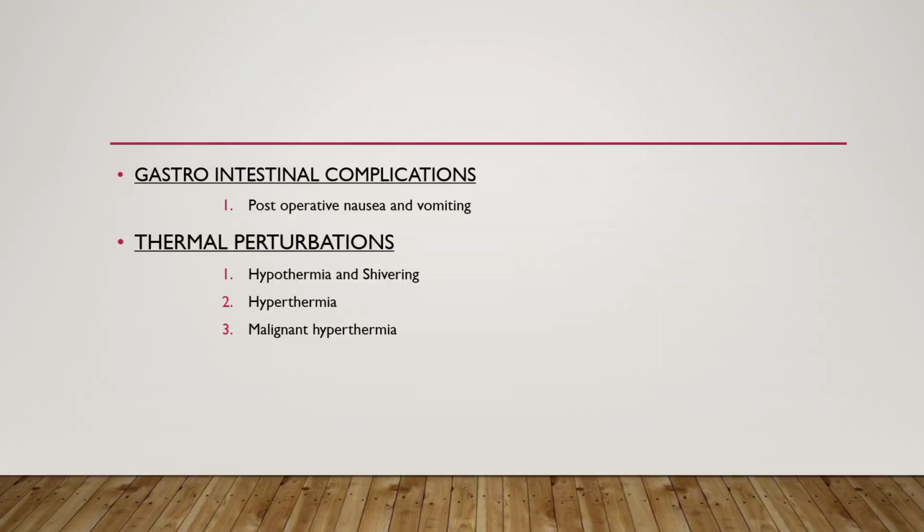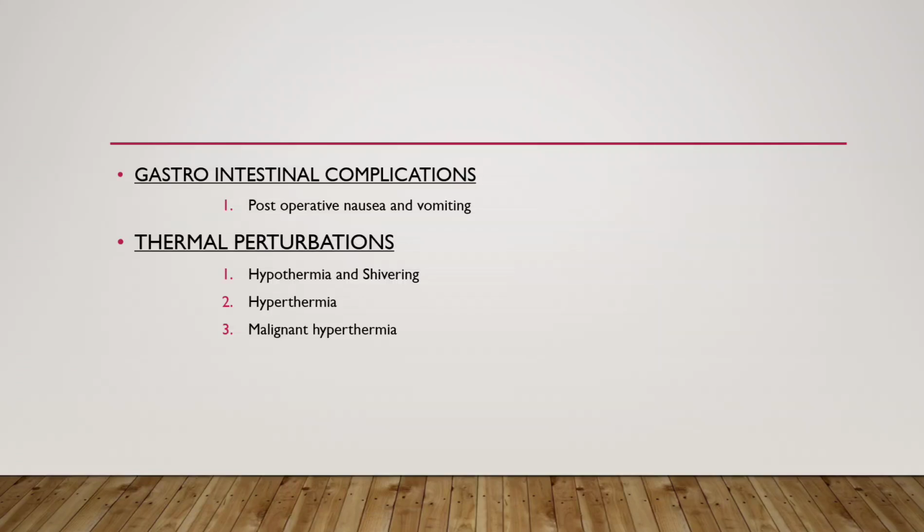Next are the thermal complications such as hypothermia and shivering, hyperthermia, and malignant hyperthermia. Hypothermia and shivering is the most common thermal complication seen in anesthesia. Shivering occurs as a protective mechanism to hypothermia. O2 consumption may increase to 4 times with shivering. Therefore, oxygen supplementation during shivering is mandatory. Shivering can be abolished by inhibition of the hypothalamus. Most commonly, shivering is seen after halothane.